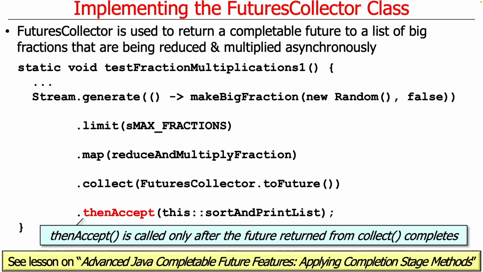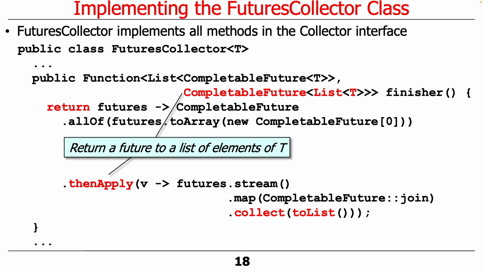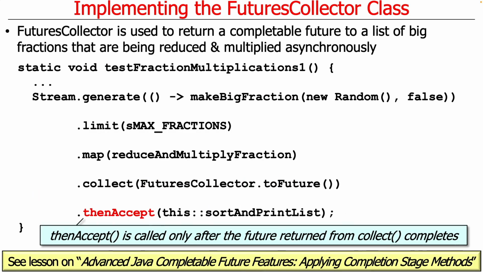And then when it's finished, we call thenAccept at the outer stream level, and that goes ahead and sorts and prints the results. Notice that this thenAccept call, of course, is different from that thenApply call. So thenApply is being used inside, that's internally here, and then out there we use thenAccept to print things when we're finished.